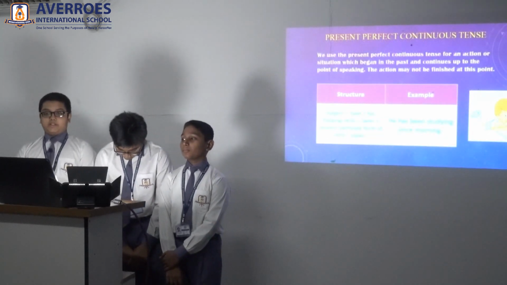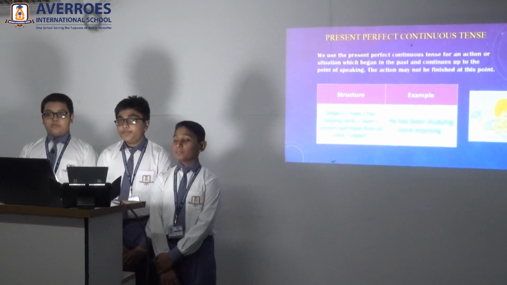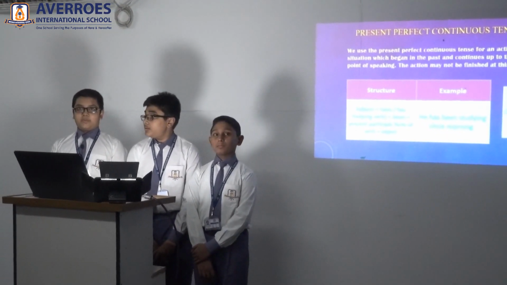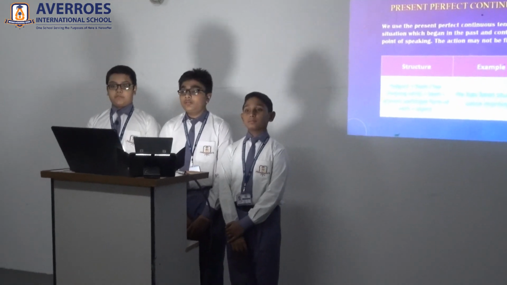Now I will tell about present perfect continuous tense. We use the present perfect continuous tense for an action or situation which began in the past and continues up to the point of speaking. The action may not be finished at this point. The structure of present perfect continuous tense is subject plus have or has plus been plus present participle form of verb plus object. For example, he has been studying since morning.